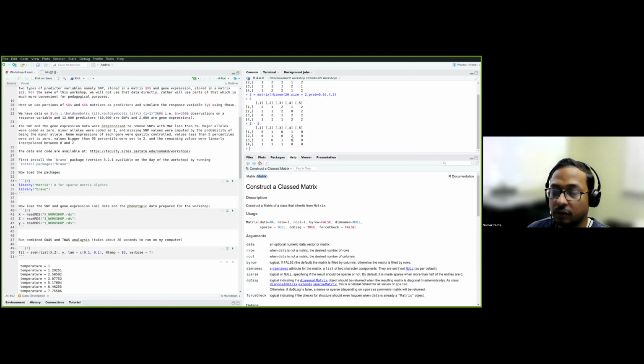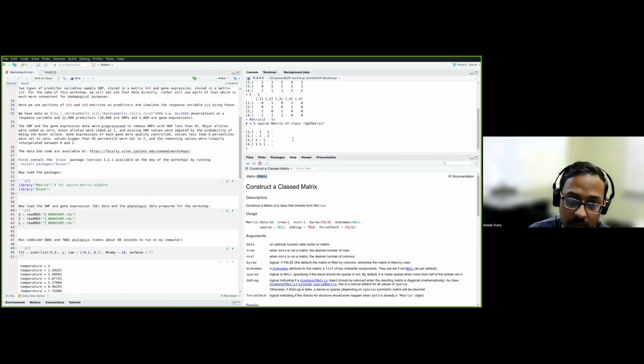So if you encode your alleles in such a way that the major allele is coded as 2, then you can take simply 2 minus S, and that will convert the major allele into 0. Then you can call Matrix on top of that. That would have a smaller number of non-zero values. On the other hand, if you encode your major allele as 1, let's look at this particular case.